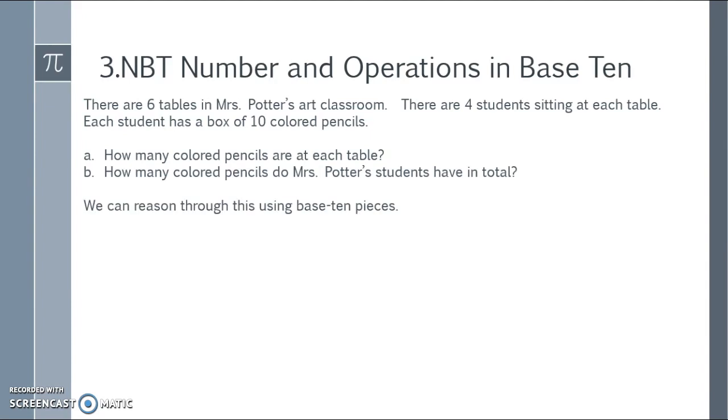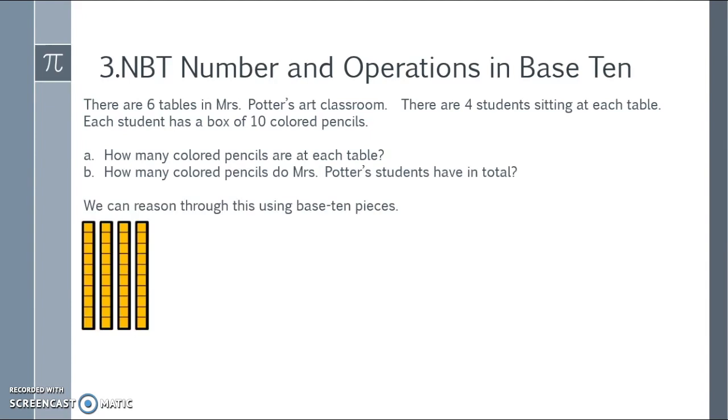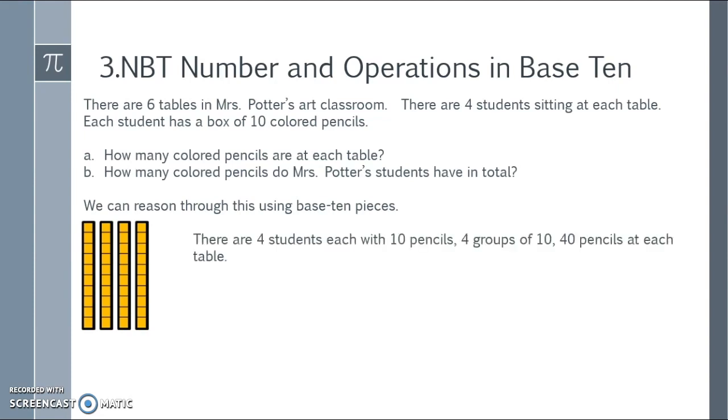We can reason this through with base 10 pieces. So I have 4 sets of 10. Each stick represents 1 student, and each student has 10 colored pencils. There are 4 students, each with 10 pencils, 4 groups of 10, so 40 pencils at each table.